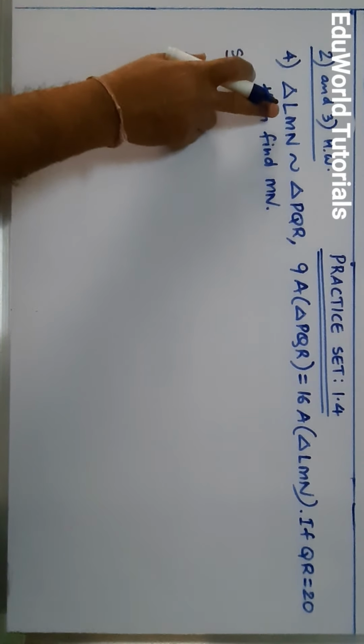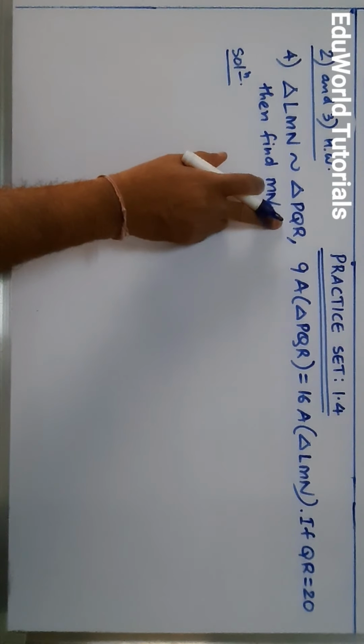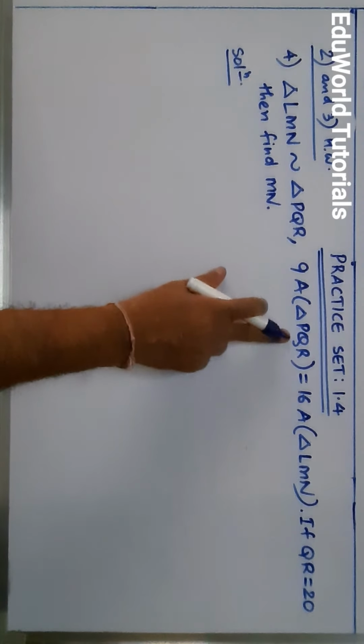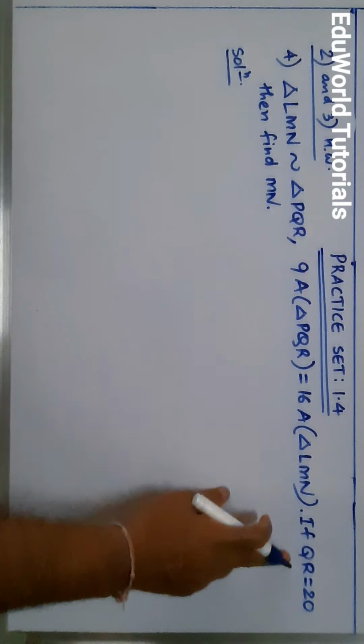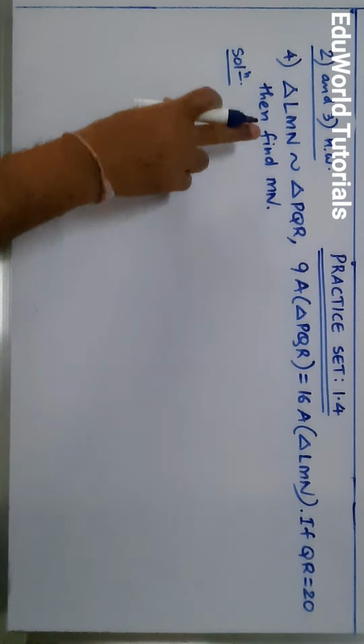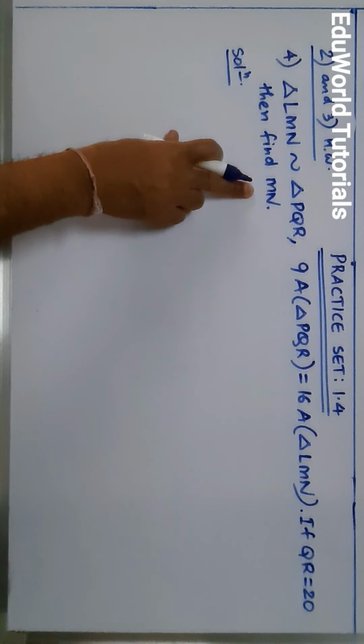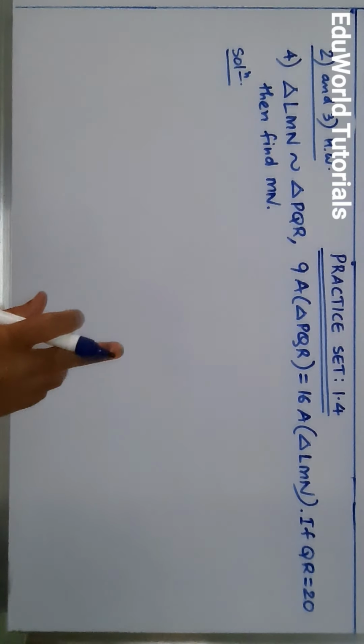4th sum: Triangle LMN is similar to triangle PQR. 9 times area of triangle PQR is equal to 16 times area of triangle LMN. Also, side QR is 20. Then find the corresponding side MN. Understand? Very simple sum.